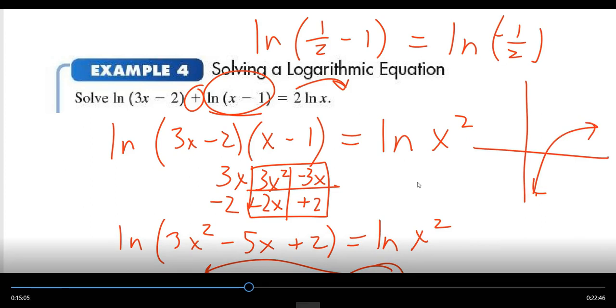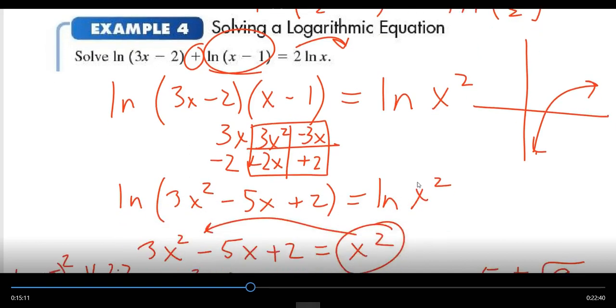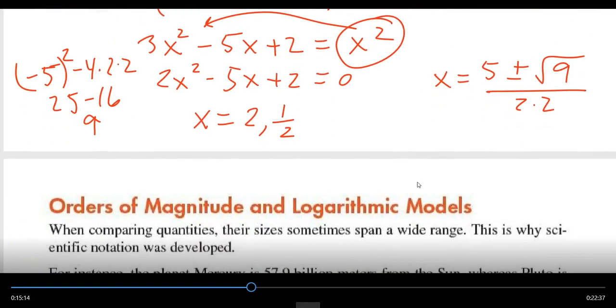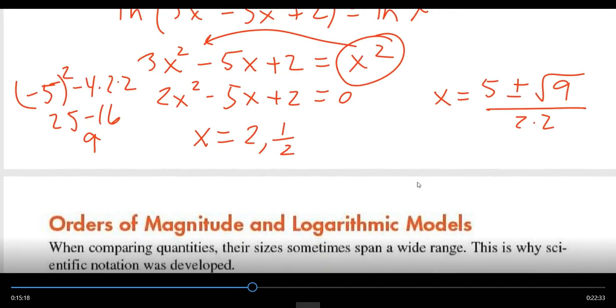The domain cannot handle a negative number. So 1/2 is not a good answer. 2 would be a good answer, but 1/2 would not. So we just eliminated one of our answers. Gone. So 2 is the only answer to the question. 2.